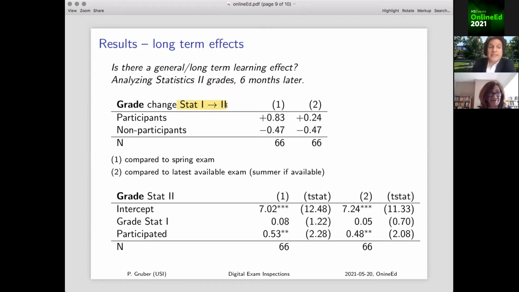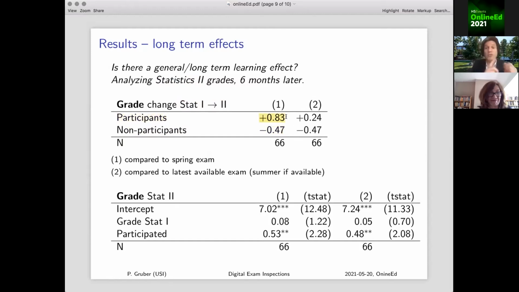And what we saw is that the non-participants, so those students who did not look, remember, about half the students did not look at their exams. The non-participants in the exam inspection, they basically got a worse grade at the second trial. And the participants at the exam inspection got a better grade.